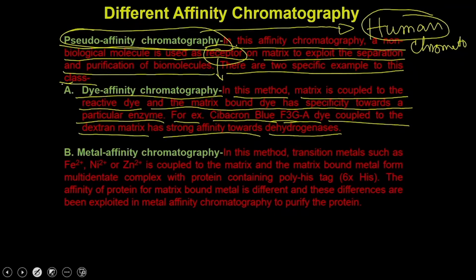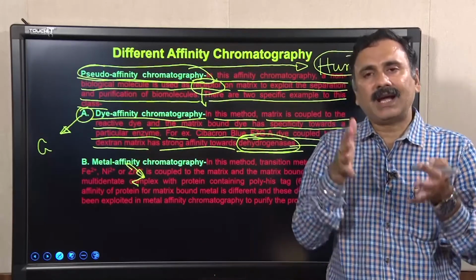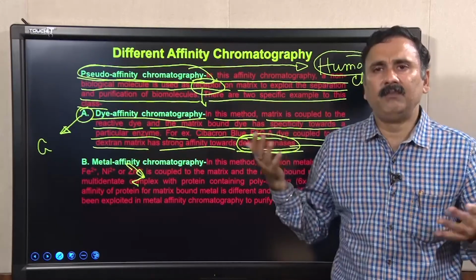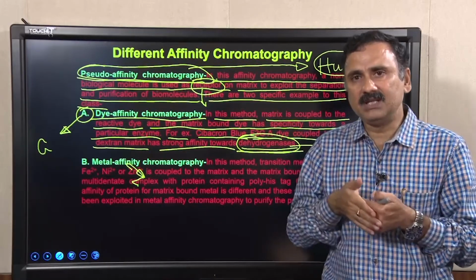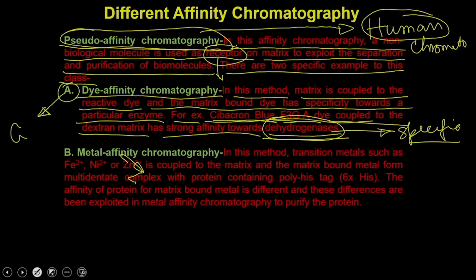So, what you can see is that this affinity is generic in nature, which means it works against the dehydrogenases. It does not work against one specific dehydrogenase, such as pyruvate dehydrogenase or some other dehydrogenase. It works simply against the dehydrogenases, which means it will bind all the dehydrogenases with varying affinity, but it is a generic affinity chromatography.